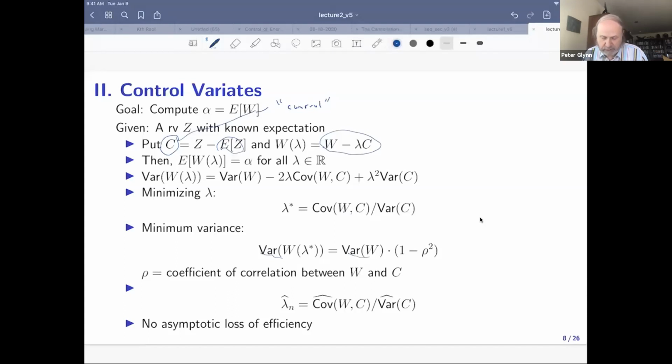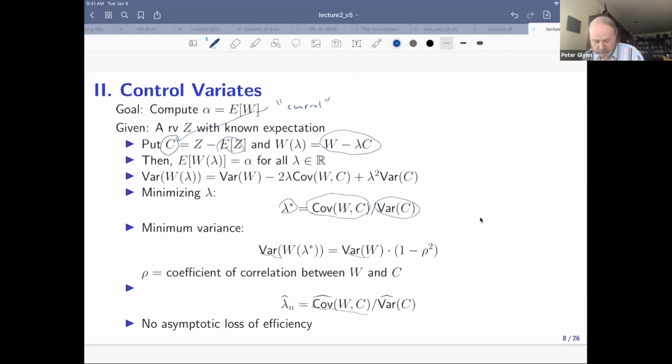Now, of course, in practice, since we don't know the expected value of W, we don't know the variance of W, we don't know the covariance between W and C, so this lambda star is unknown in general. But as with many things in the world of Monte Carlo, we can internally estimate these parameters from the sample itself. In particular, we all know how to estimate the variance of a random variable C through its sample variance. And there's a corresponding sample covariance that can be used to estimate the population covariance between W and C.